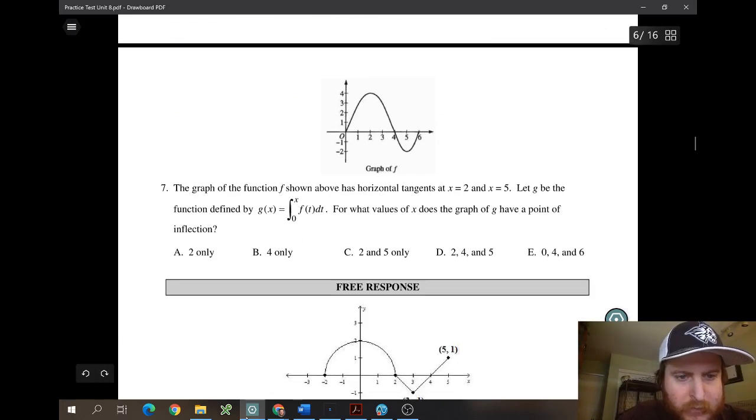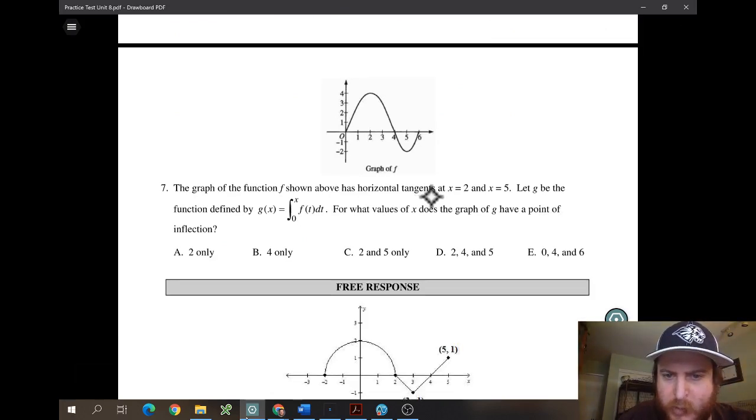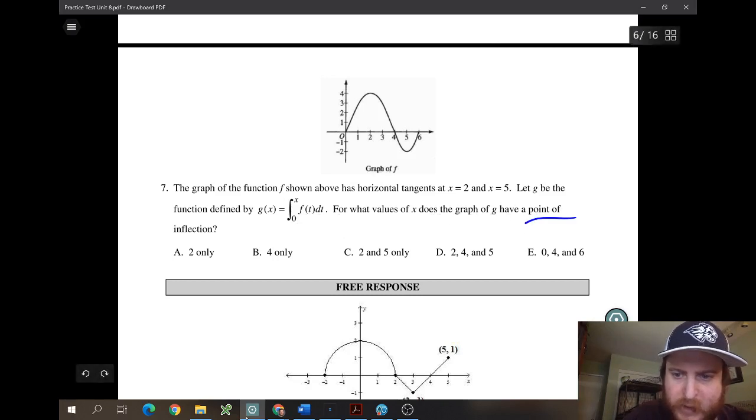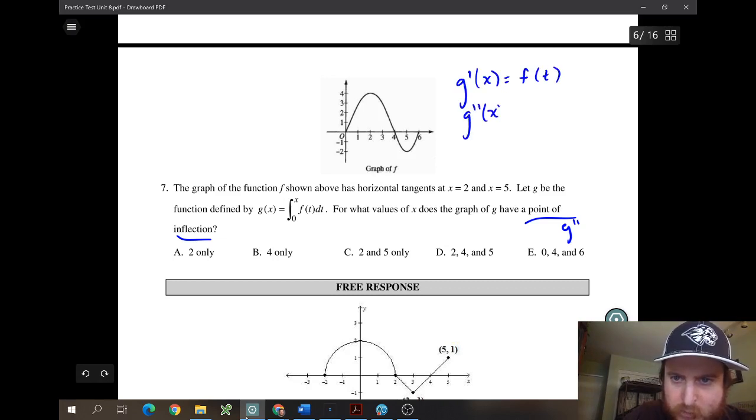Then this last one: the graph of the function shown above has horizontal tangents at 2 and at 5. Let g of x equal the integral from 0 to x. For what values does this graph have a point of inflection? So g having a point of inflection, that's g double prime changing signs. So we're going to write up here g prime of x equals f of t, and g double prime of x equals f prime of x. So we want g double prime to change signs.